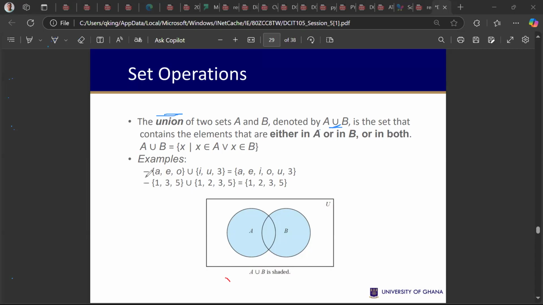And so when we look at the example here, in this set, A, E, O, and then union I, U, 3. The union of it is going to be a combination of this set and this set. The union has to do with the inclusion of all the elements in both sets. That is why we have A, E, I, O, U, and the 3, which is a collection of all the elements in both sets. And then the same applies to the second example here. All right.